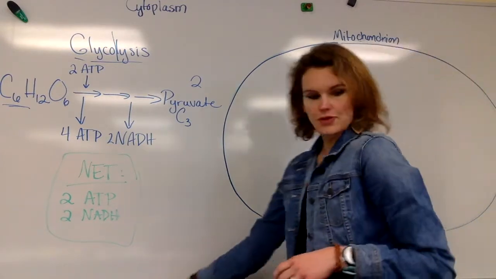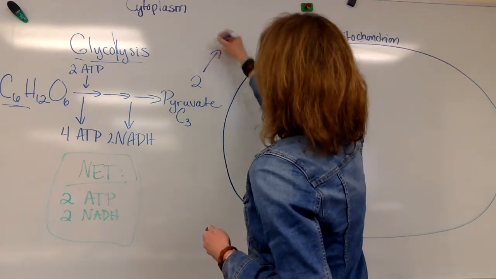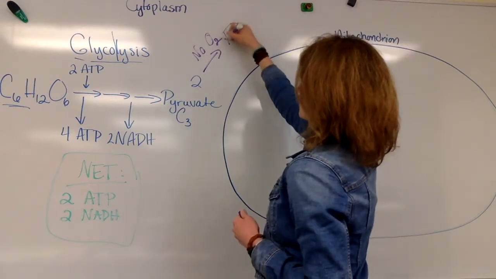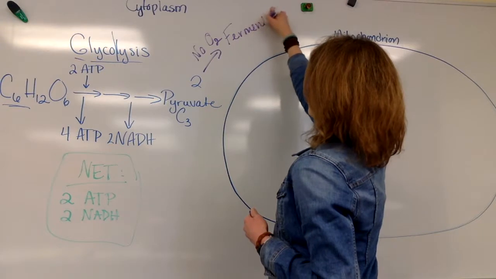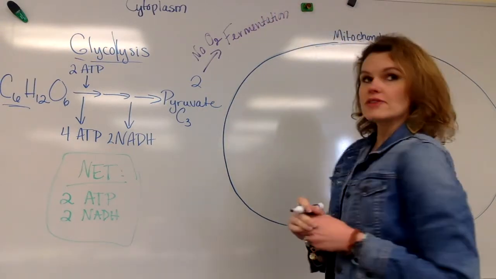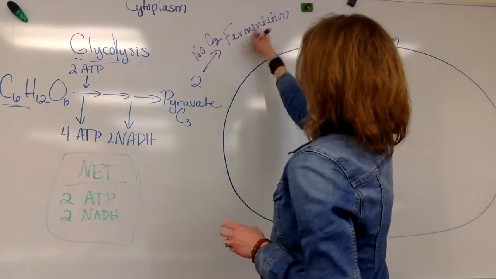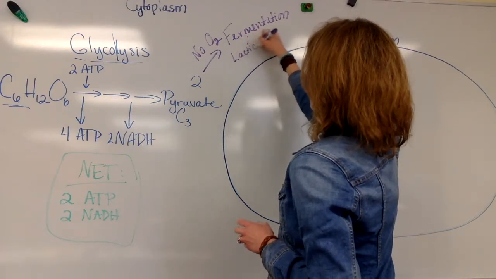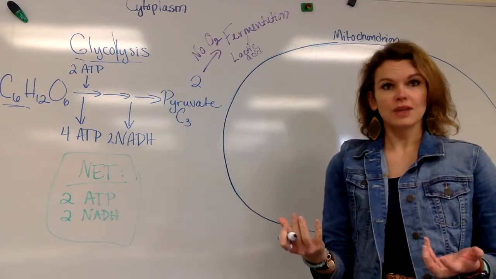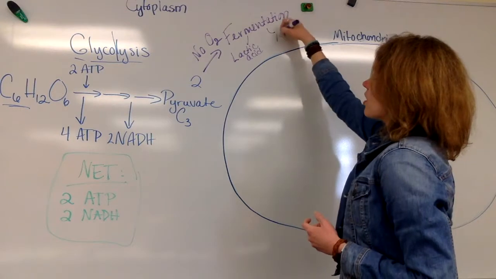After this, if we do not have oxygen, let's say we don't, we're going to go into the process called fermentation. This is anaerobic respiration at its finest. And there are 2 different kinds. Depending on what kind of cell we're dealing with, we're either going to have lactic acid fermentation, which happens in our muscles, okay? Or we're going to have alcoholic fermentation.